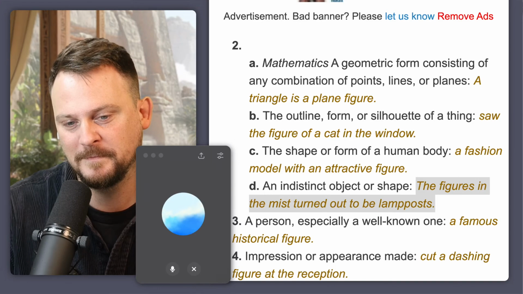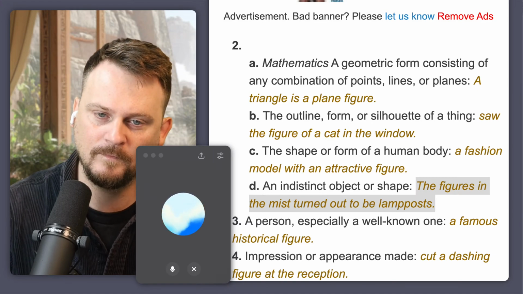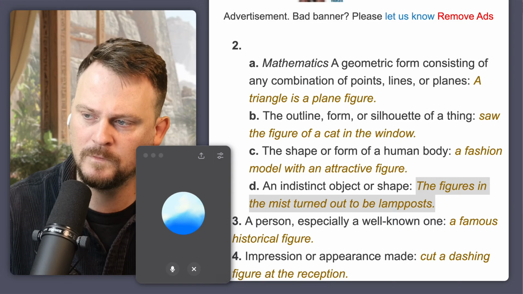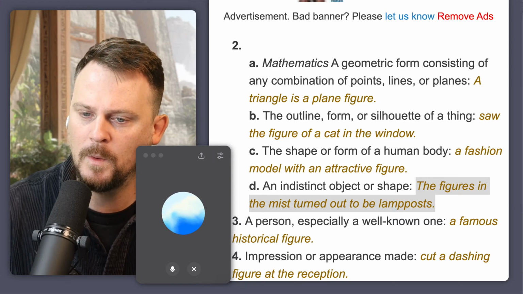Yes, exactly. When you say the figure of a cat, you're referring to the outline or silhouette that resembles a cat without seeing the details. It's a way to describe the shape or form of something when you can only make out its general outline, especially in low light or from a distance. This usage of figure emphasizes the shape rather than the details.